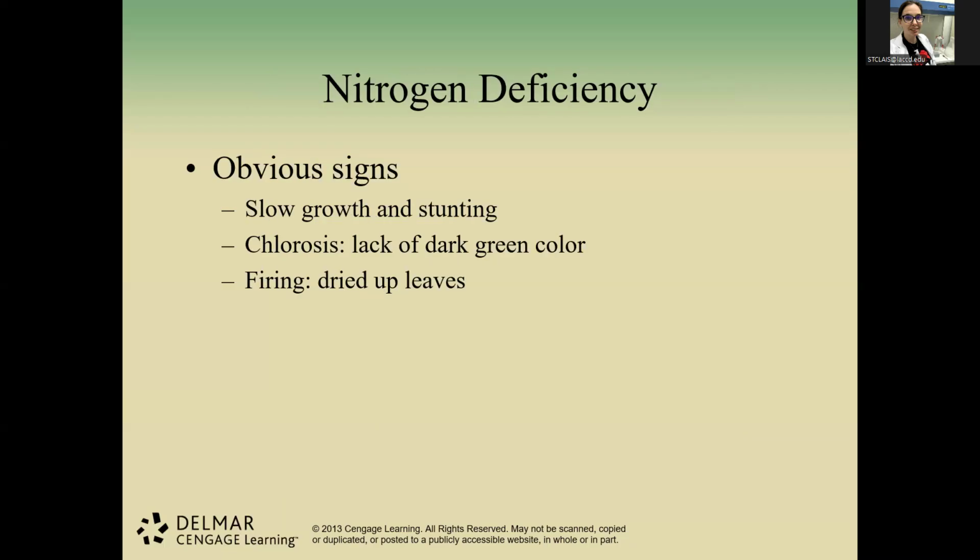Okay, nitrogen deficiency. You may see slow growth or stunting. Like we saw on the previous slide, we had chlorosis, which is a lack of the dark green color that we're looking for. You may also have, in severe cases, firing or drying up of the leaves, where the leaves just look like they've been completely burned.